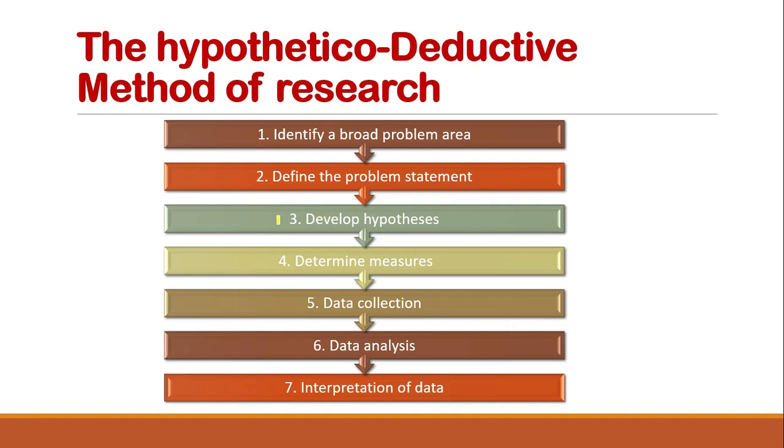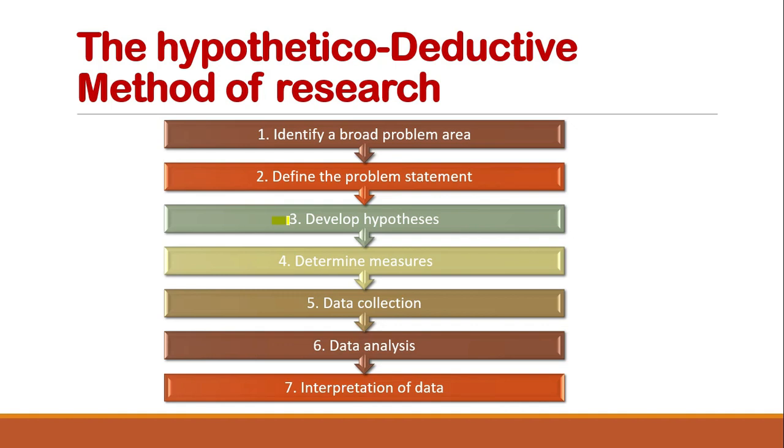The third step is to develop a hypothesis. Hypotheses, as mentioned earlier, are tentative and testable statements which define the association between the variables. In essence, a hypothesis converts a problem statement into testable statements. There are two basic requirements. Number one, a hypothesis is testable, and number two, a hypothesis must be falsifiable. That means it should be proven wrong if not correct.